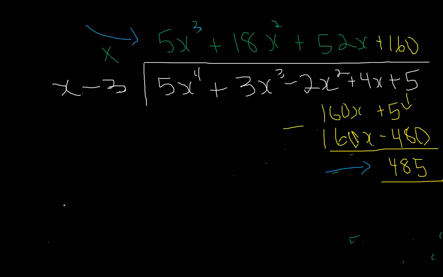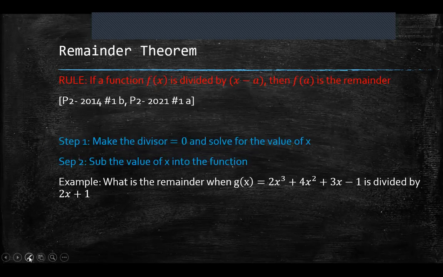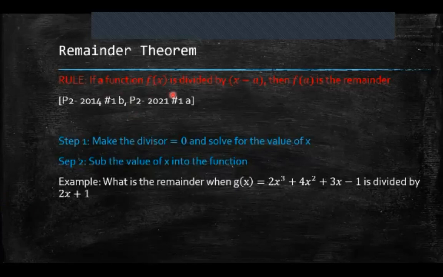Well, we have time. Remainder and factor theorem now. That was just the basics, right? Basic operations of polynomials: addition, subtraction, multiplication, division. Now we're on to the remainder theorem. What is the rule for the remainder theorem? If I'm given a function f of x, and this is divided by x minus a, then f of a is the remainder. These are the past paper questions we're going to do, but just now we will do that.